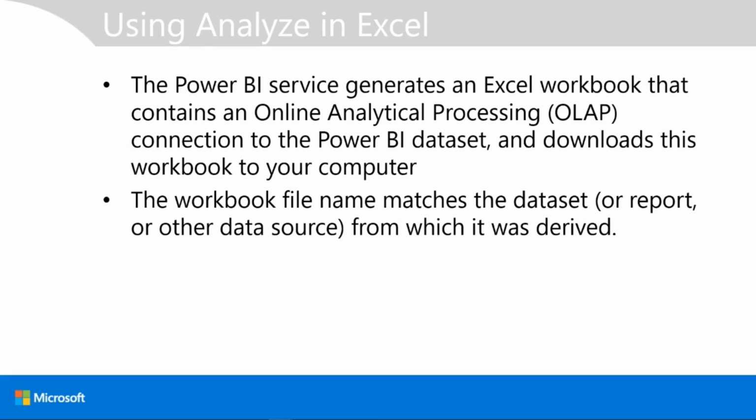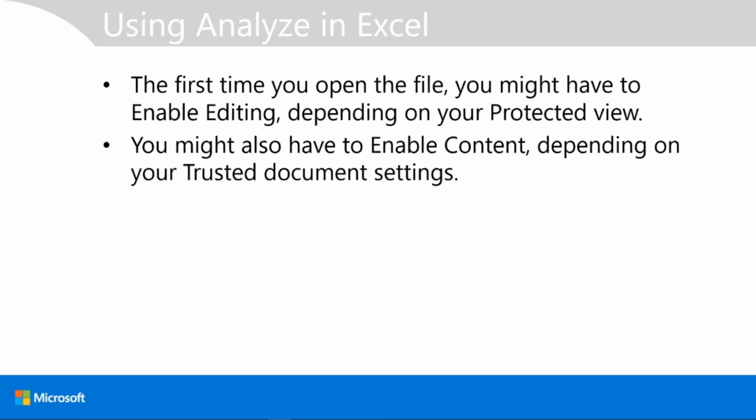The Power BI service generates an Excel workbook that contains an online analytical processing, or OLAP, connection to the Power BI dataset and downloads this workbook to your computer. The workbook file name matches the dataset or report or other data source from which it was derived. The first time you open the file, you might have to enable editing depending on your protected view. You might also have to enable content depending on your trusted document settings.